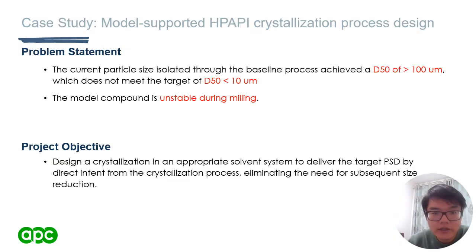Finally, I'd like to give you a case study on model-supported high-potency API crystallization process design. The particle size isolated through the baseline process achieved a D50 of over 100 micrometers, which is much larger than the desired particle size, with D50 of less than 10 micrometers. And the model compound is unstable during milling. Therefore, the objective was to design a crystallization process to deliver the target PSD directly without size reduction.